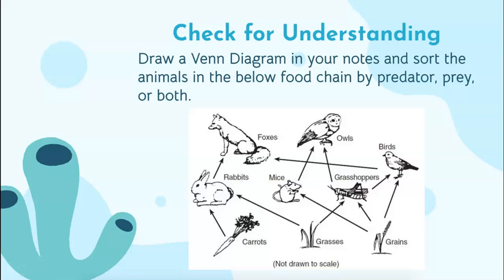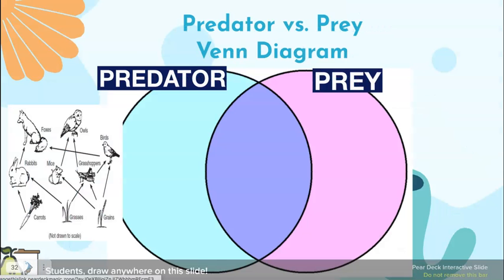Okay, let's start off by drawing a Venn diagram and then labeling the predator, prey, or if there are any other animals that qualify as both. You can draw a similar picture of a Venn diagram in your notebook. So in this case, the predator would include the foxes, owls, and birds, and the prey would include the rabbits, mice, and grasshoppers.